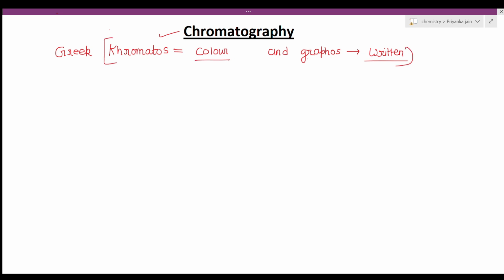First of all, understand what chromatography is. The term chromatography has been taken from two Greek words. In Greek, chromatos means color, and graphos means writing. It means whenever anything is written with the help of color, it is called chromatography. Chromatography means writing with colors.